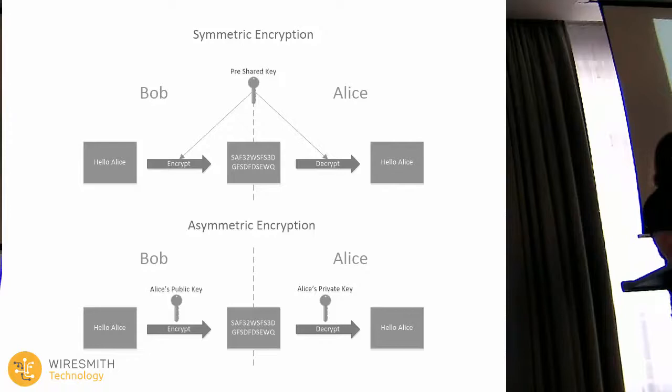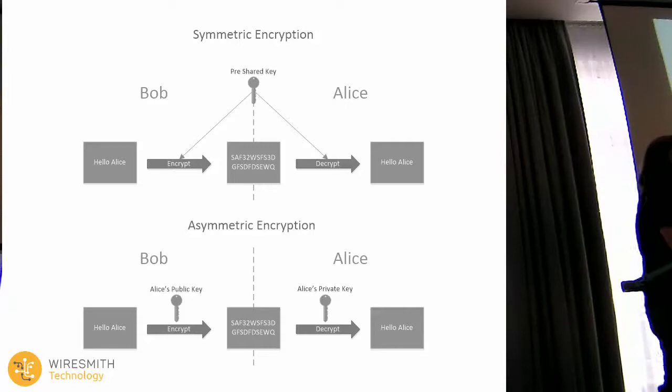The struggle with this is if Alice accidentally shares her key with someone else, now there's a third party that can decrypt that data. So the other type of encryption you'll see a lot on the web is called asymmetric encryption.